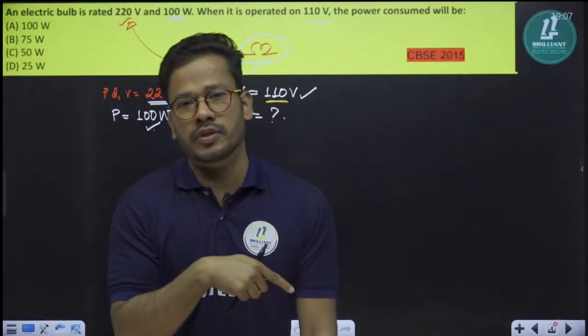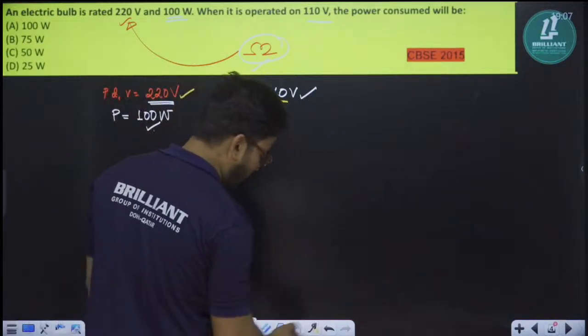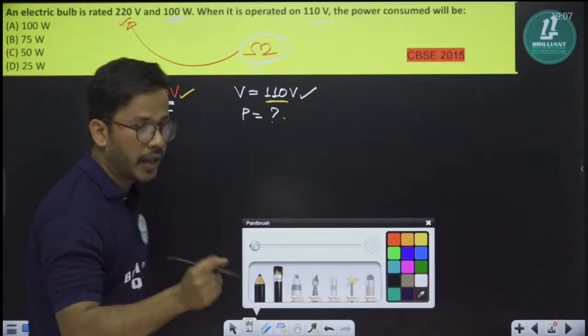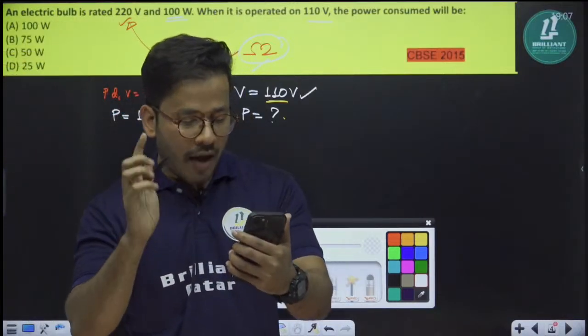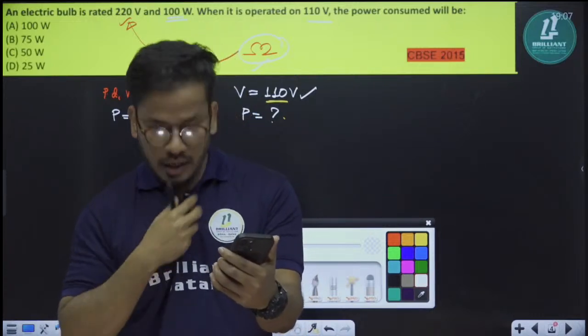Difference is directly proportional to power. You can't take this. So instead, what I will do, first of all, I will try to figure out the resistance of this particular bulb. I am telling you once again, I will figure out the resistance of this particular bulb.